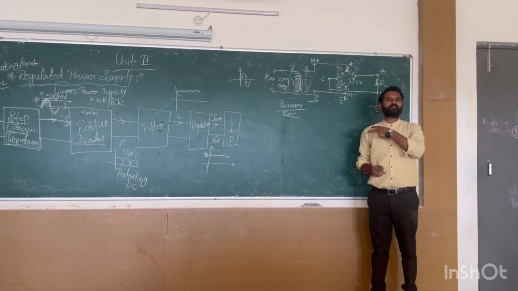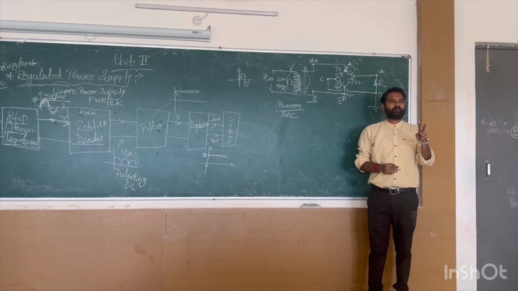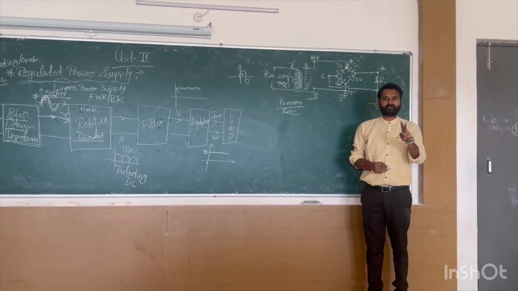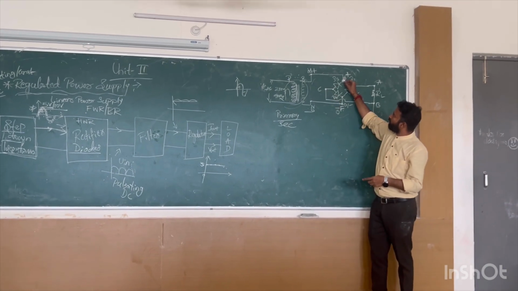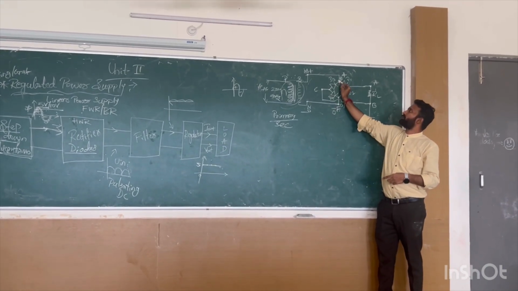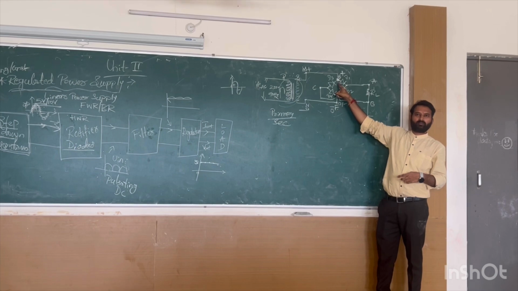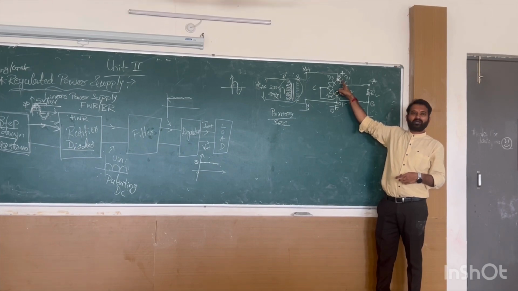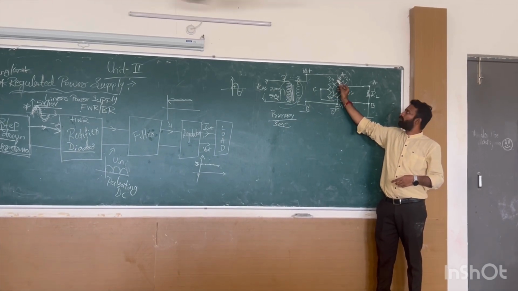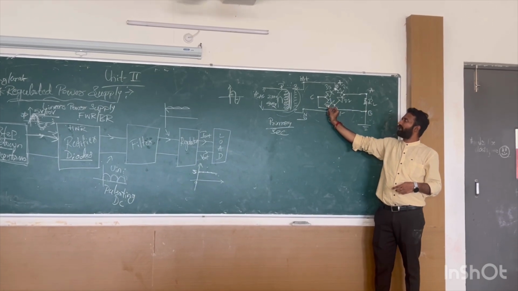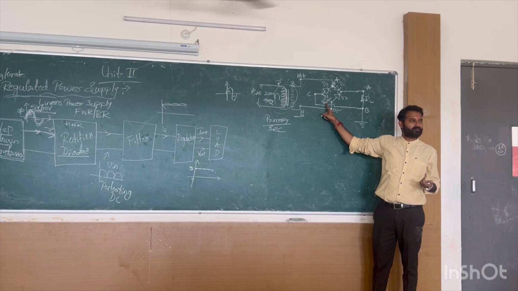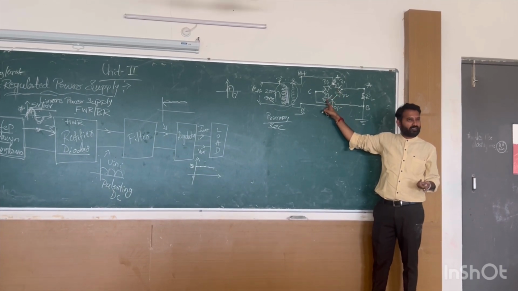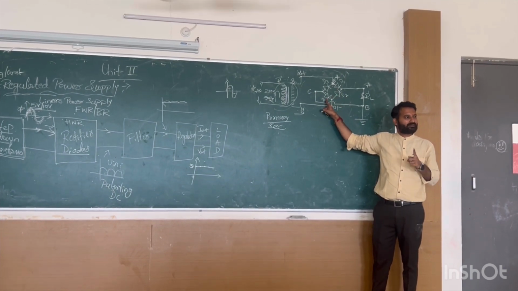Two concepts come into the picture. What are those two important concepts? Think that I am applying a positive here. Positive to which end? Anode of diode D1 will get positive. Anode of diode D4 will get positive. Then what will happen? D1 and D4 will be under forward bias condition.